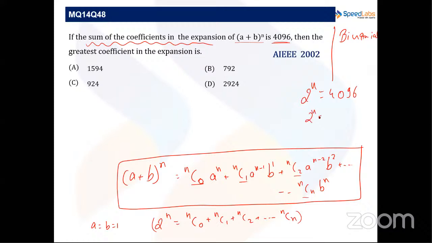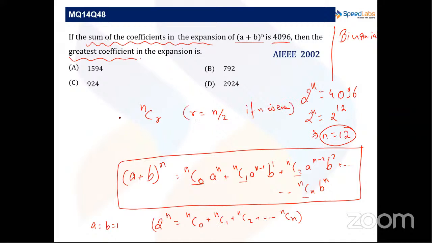So 2 to the power n is equal to 2 to the power 12. This implies that n is equal to 12. Now, what we have to find? Greatest coefficient. We know that for nCr, the greatest coefficient is when r is equal to n by 2 if n is even. So this is the thing for greatest coefficient.